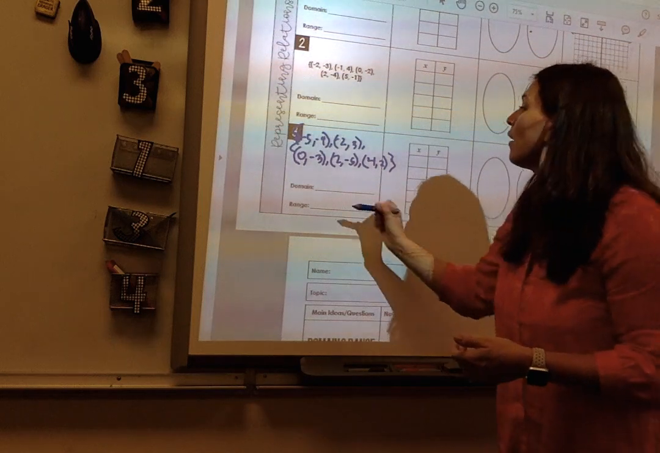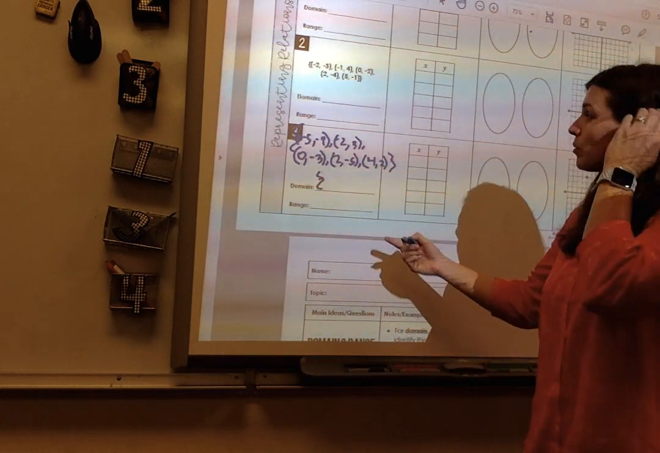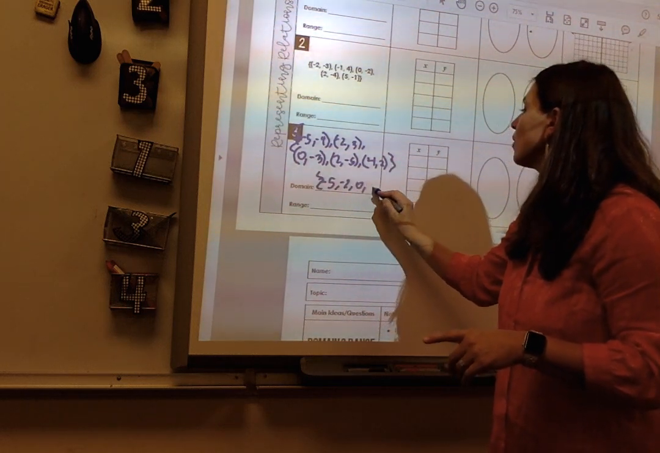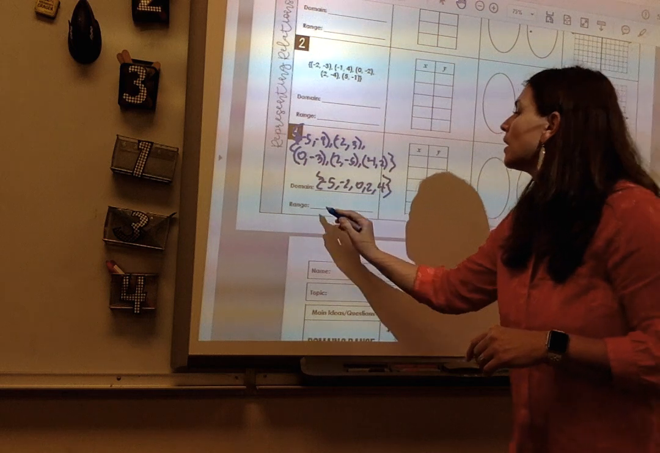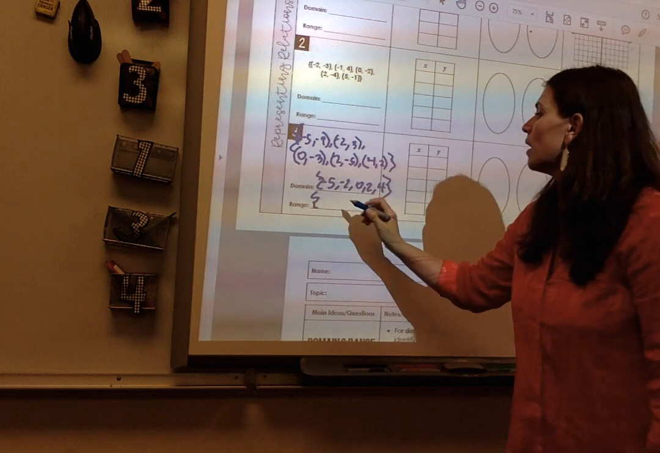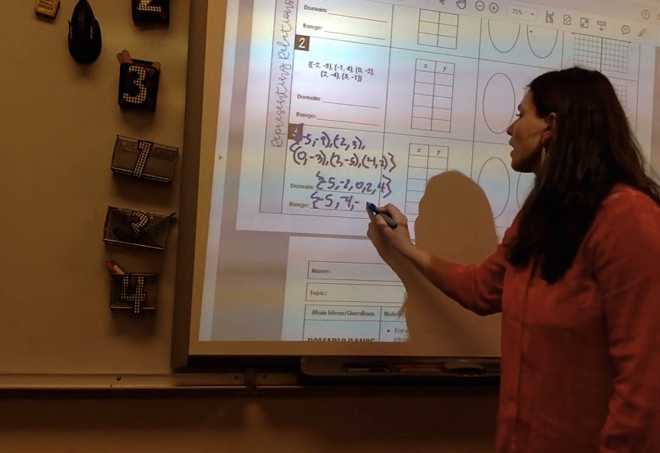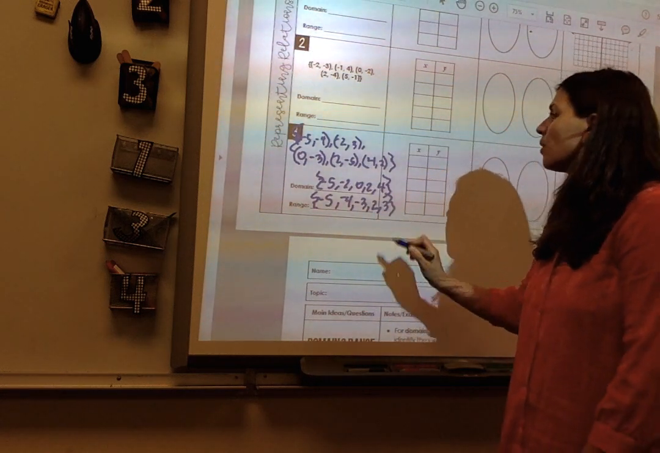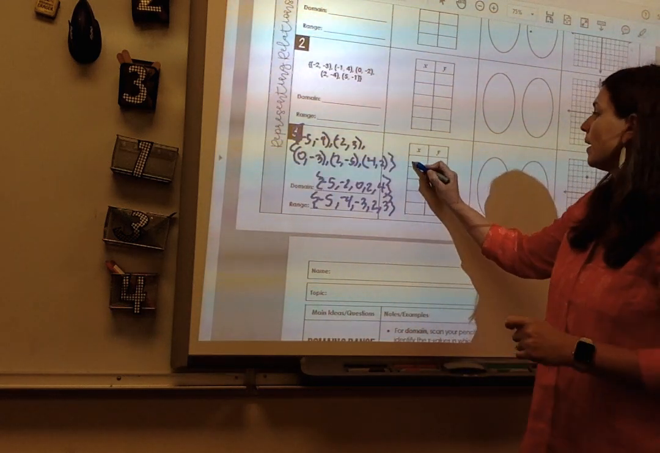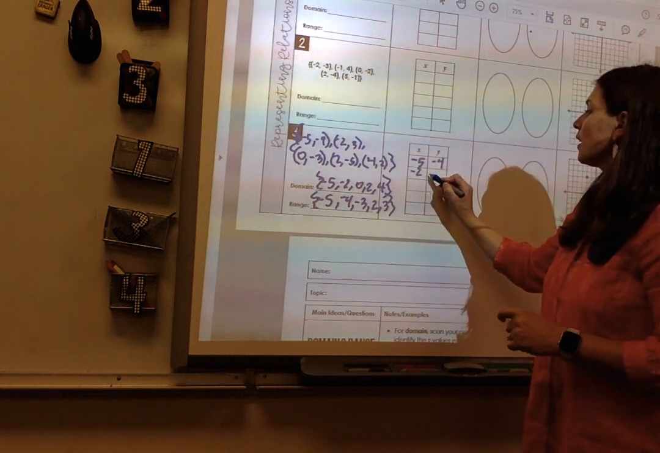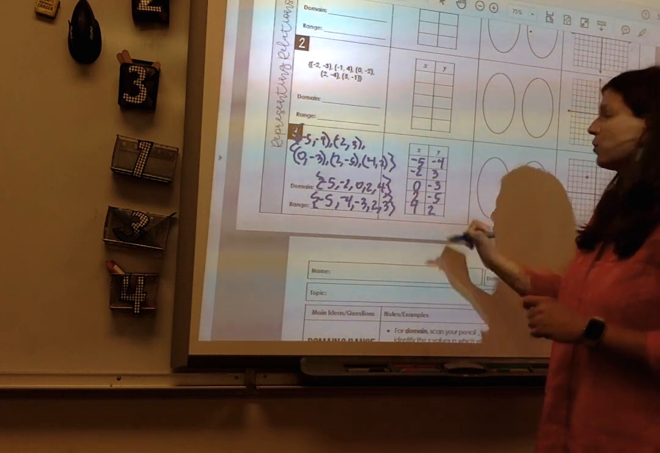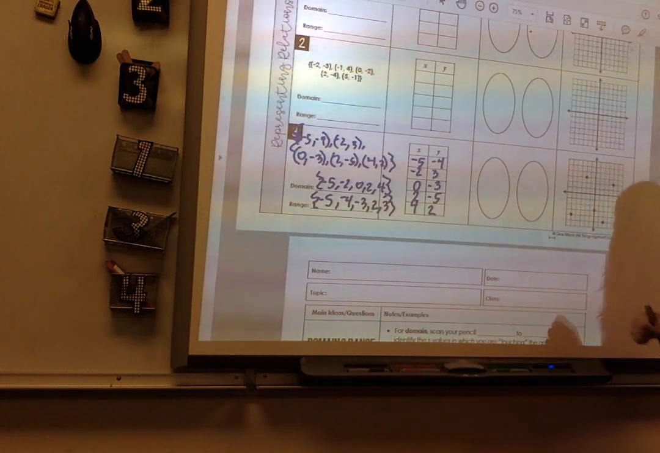Notice the bracket. Now for domain, least to greatest, numbers don't repeat. Domain is my x values. So -5, -2, 0, 2, and 4. Close bracket. My range, I've got a -5, a -4, -3, a 2, and a 3. So -5, -4, -3, 2, and 3. Numbers don't repeat. My table, remember, is just taking my ordered pairs and plugging them in. So -5, -4, -2, 3, 0, -3, 2, -5, 4, 2.